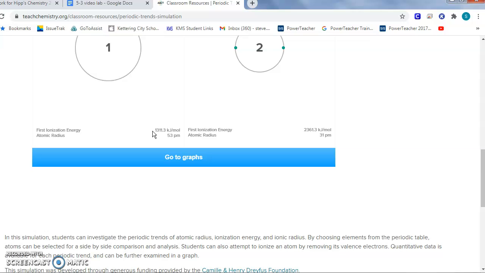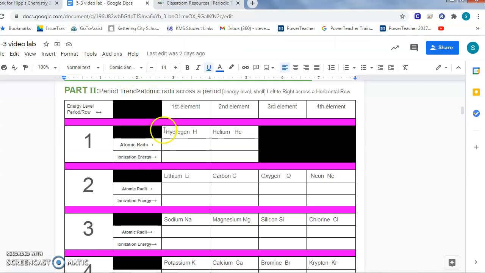We didn't do that to be difficult. We just did it because we're going to look at atomic radius first and ionization energy second because of how they relate to one another. One of those causes the other trend. So that's why we have atomic radius first, ionization energy second on the chart.